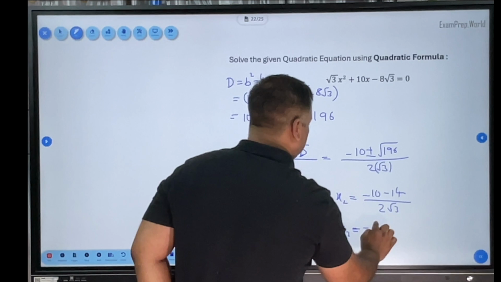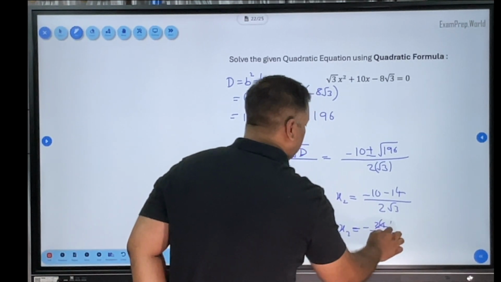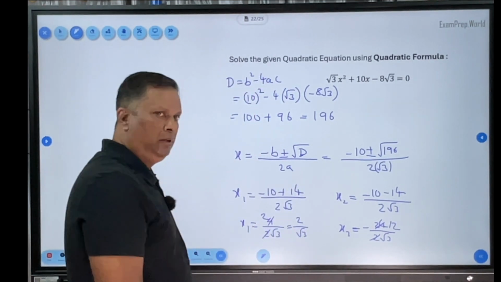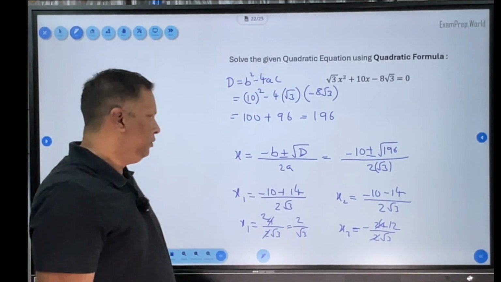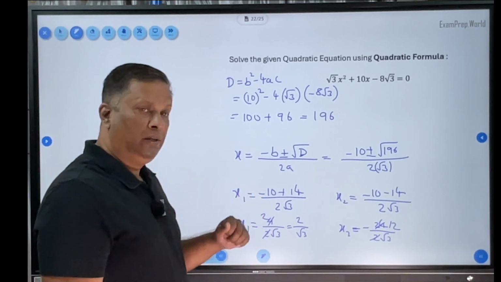x2 is minus 24 by 2 root 3 to 12 times. Okay. Now we have these values. I want to tell you something that we have learnt in our previous classes.